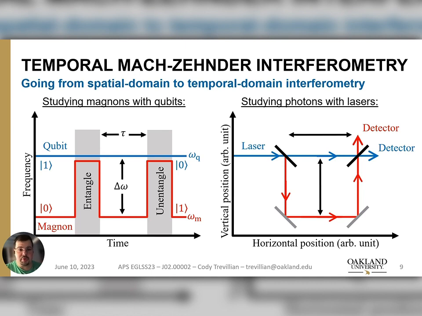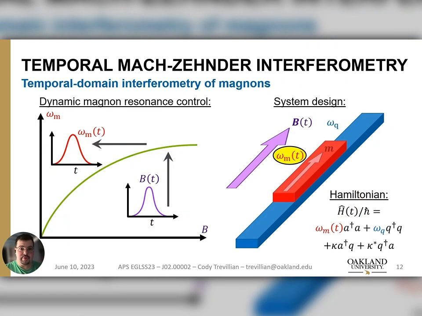So in this case, both initial excitement and final detection occur via the qubit mode, and so we're never interacting directly with the magnon mode. On the left is a cartoon of the magnetic field dependence of the magnon resonance, and on the right is a possible system design. And so the system is described with a simple Hamiltonian of coupled resonators, where the resonant frequency of the qubit mode is omega q, omega m is the resonant frequency of the magnon mode, and kappa is the coupling rate between the two subsystems.